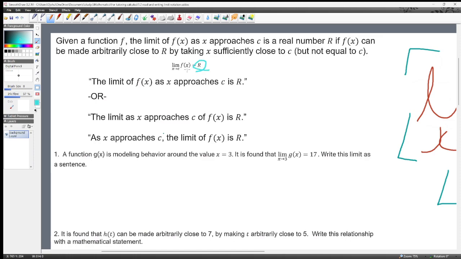The R is for real numbers. What I know of, you cannot approach a complex number or imaginary number. Imaginary numbers, remember, the square root of negative 1, just to remind you.